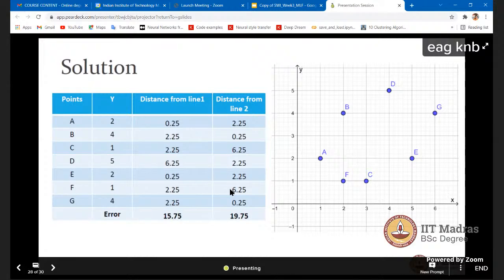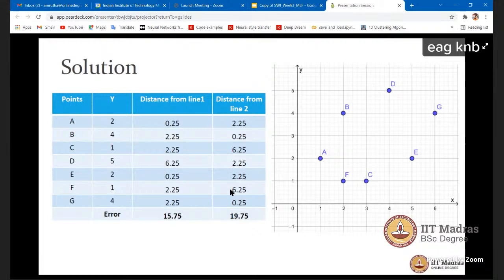Instead of squaring, can we take the absolute value of the distance? That is also the Manhattan distance between 2 points. For any 2 points, we can take the Manhattan distance, that is the absolute distance. Here I have calculated the Euclidean distance, but we can also take the absolute distance. The distance formula doesn't matter when you are finding this error.